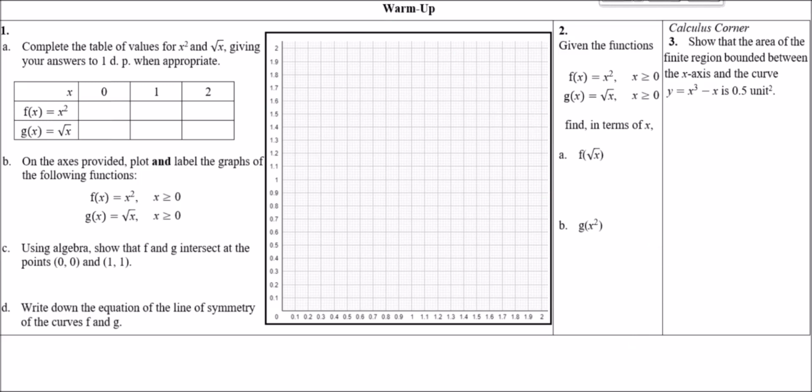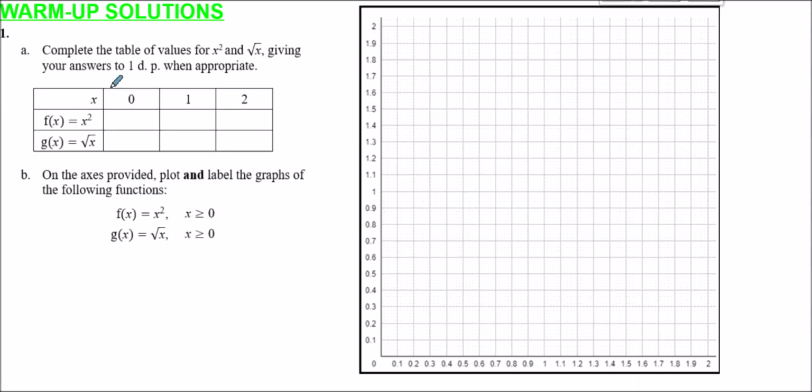These are the solutions to question 1. So for question 1a, we need to complete the table of values for x squared and the square root of x, rounding answers to one decimal place where we need. So first of all, when x is 0, obviously we know that 0 squared is 0, and also that the square root of 0 would be 0. Likewise, when x is 1, really easy, 1 squared is 1, the square root of 1 is 1. When x is 2, the square of 2 is 4, and the square root of 2 is about 1.41. Check on your calculator if you need. So to one decimal place, this is going to be 1.4.